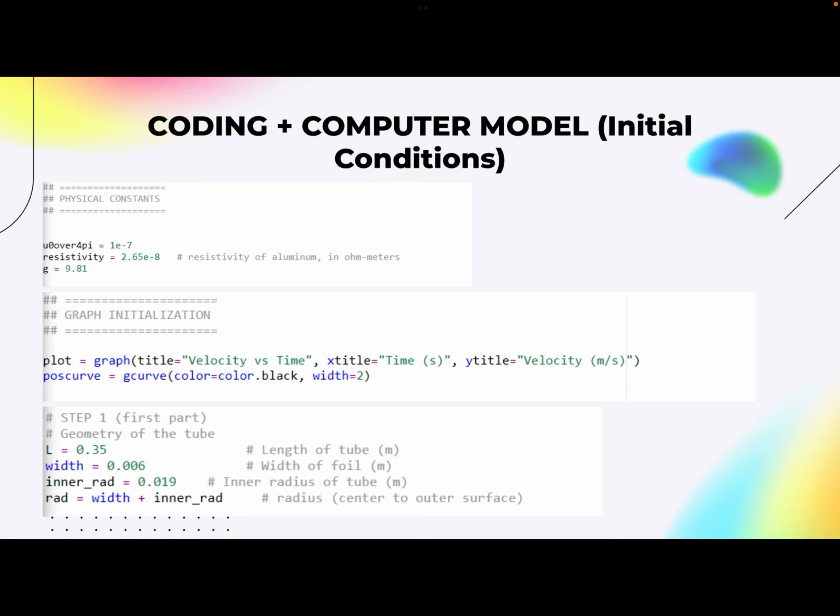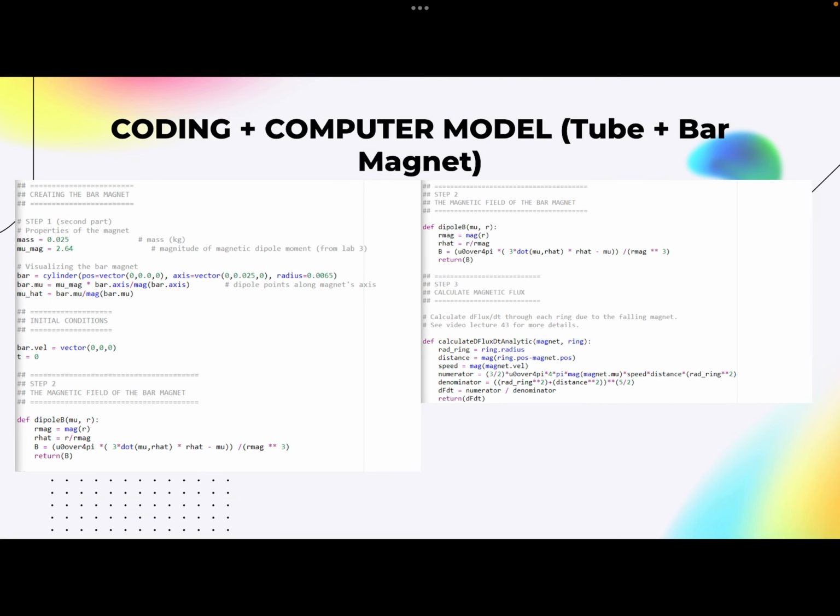So the following code was used to simulate our experiment. We start by establishing our constants, which includes using the measurements from the slides before for the tube and the magnet, as well as creating our velocity time graph, which is shown in the middle portion. And here I'm just creating the bar magnet and aluminum tube, as well as creating the magnetic field of the bar magnet. And on the bottom right is the function that I'm going to be using to calculate the magnetic flux.